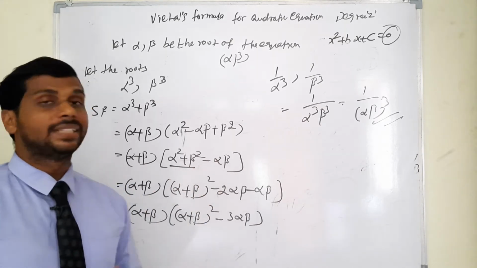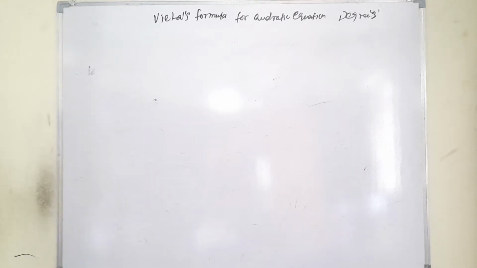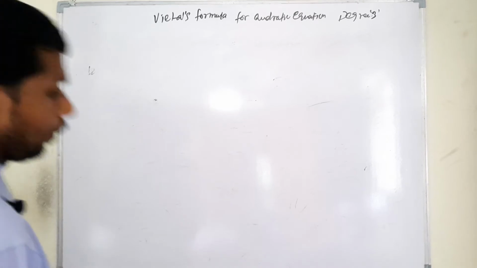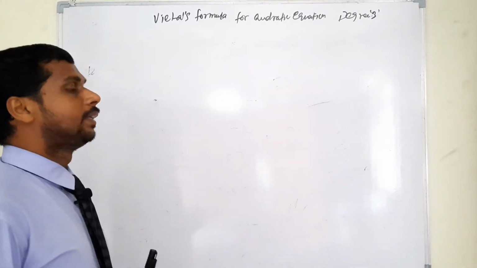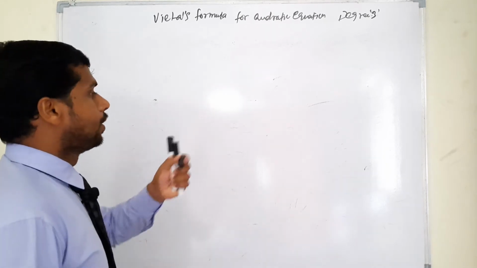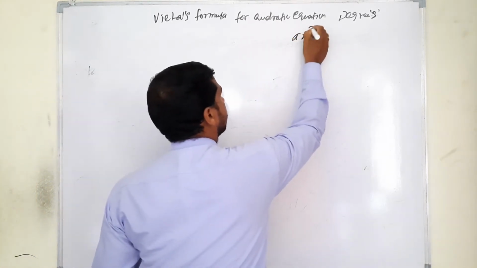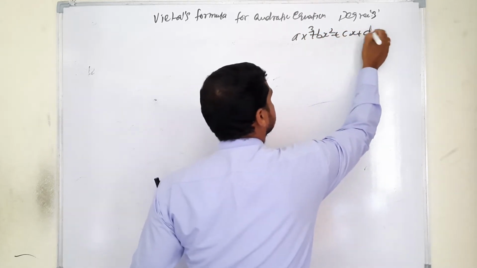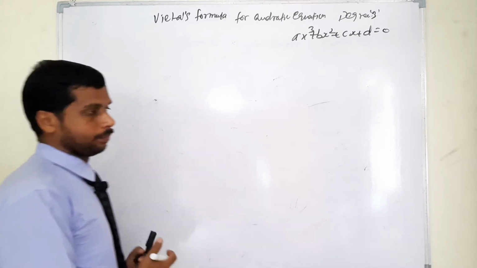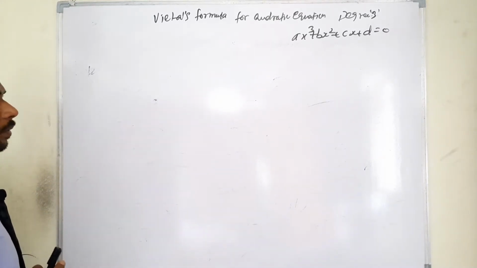The next concept is degree 3. Moving to another basic concept, Vieta's formula for the degree 3 equation. Degree 3 means what is the basic form? ax cube plus bx square plus cx plus d is equal to 0.